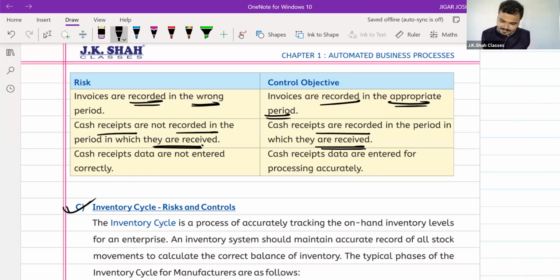Agree? Yes. Further, my dear children, cash receipt data are not entered correctly. We received 2,000 rupees, we recorded 20,000 rupees. Don't you think that could be a tremendous disaster, my dear children? Yes, sir. So we want all our cash receipts, my dear children, to be entered accurately. Understood? Yes, sir. Please read these 3 points, the balance points, very fast, very quick.